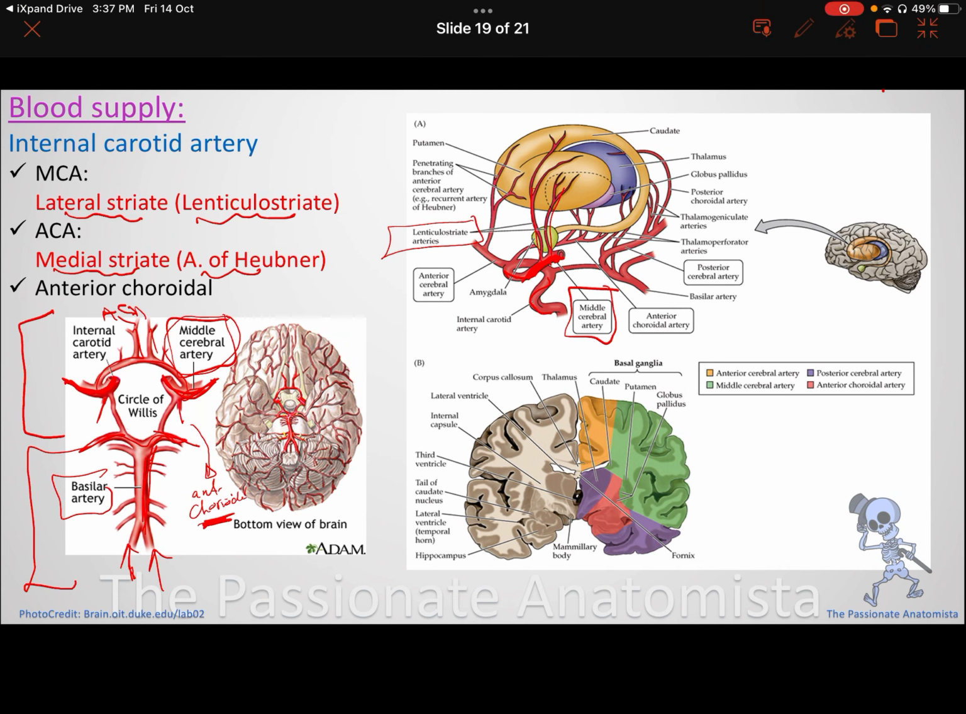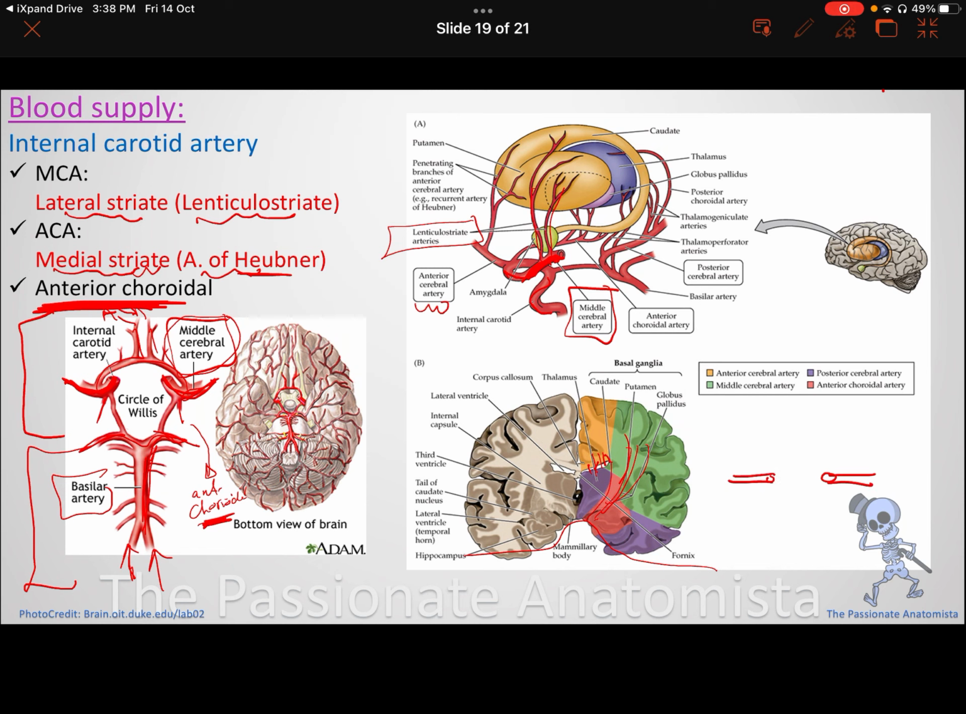However, from the anterior cerebral artery, you have the medial striate or the artery of Hübner, which gives you a small branch. If you look at a cross section like that, you will find that the anterior cerebral artery will give you a medial striate, and mostly, most of the blood supply is coming from the lenticular striate from the middle cerebral artery. Okay, and then the anterior choroidal is a deep branch, so that will give you also a branch. Okay, so remember we had the internal carotid arteries.